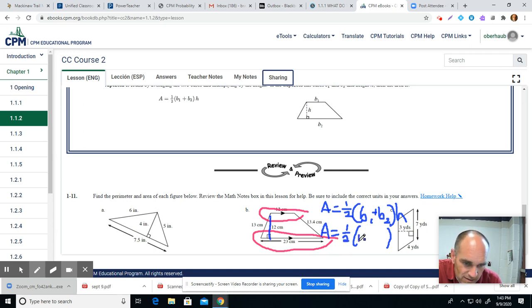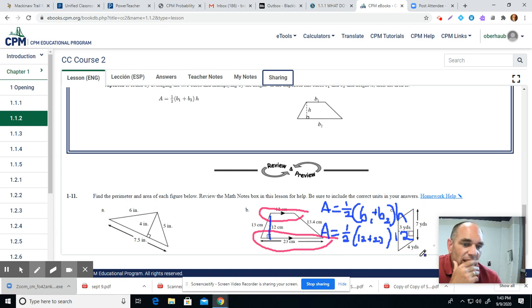So in my parentheses, I do 12 plus 23. That goes in parentheses. Those are my two bases. All right. Notice how they both form right angles with my height. The height in this one was this. This is how high or how tall it is. And it was 12. So it goes 12.